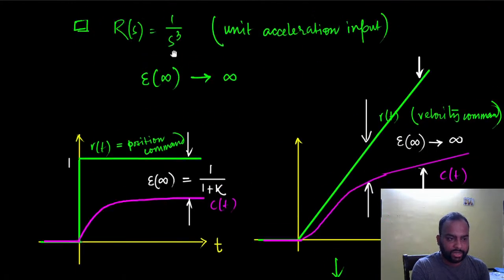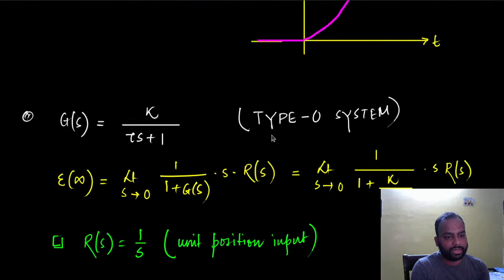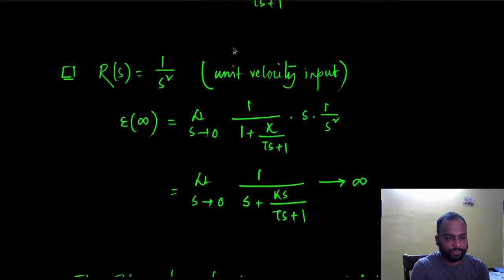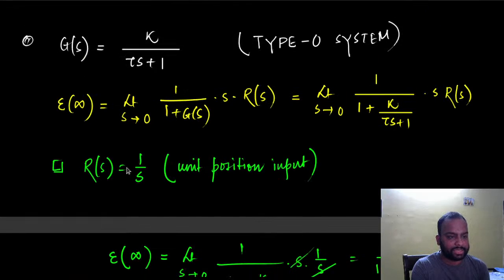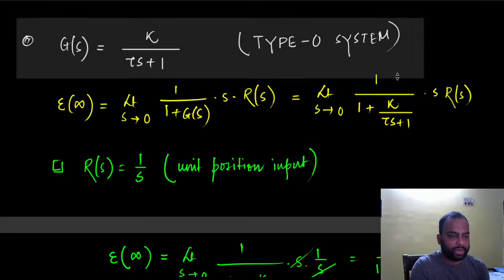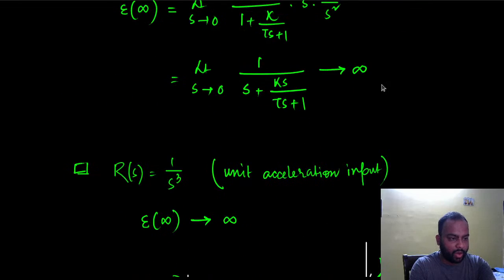I think you got this, right? So this type of system is called a type 0 system. So now let's consider another type of transfer function, and that would obviously be a type 1 system, and you would see how.